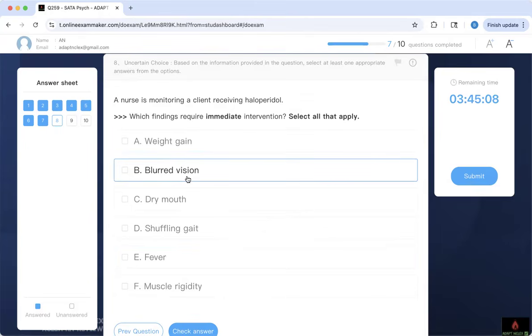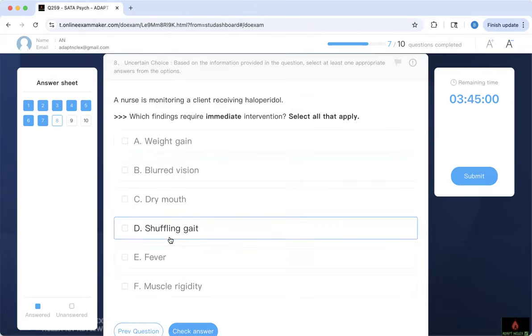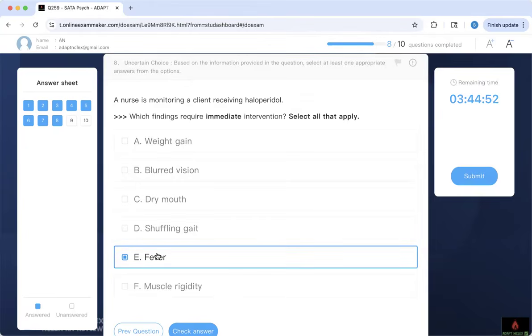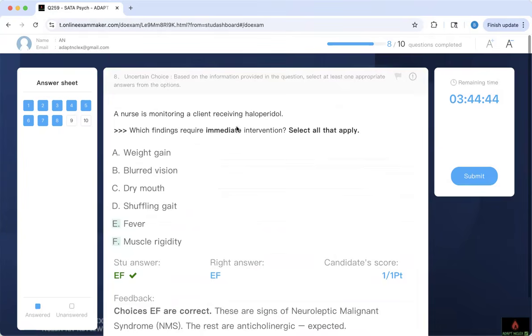Anticholinergic effect does not require immediate intervention. Dry mouth, anticholinergic effect, does not require what? Immediate intervention. Shuffling gait, that's an extrapyramidal side effect, does not require immediate intervention. Fever is neuroleptic malignant syndrome. Bad problem. Muscle rigidity, bad problem. You got it? That's the way you answer this question. The words immediate intervention change everything.